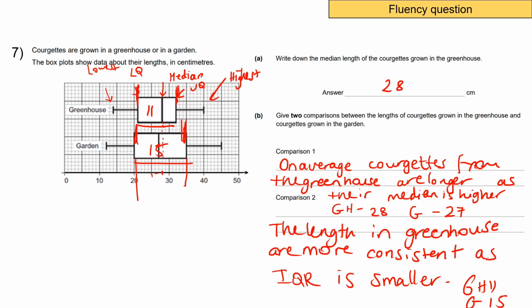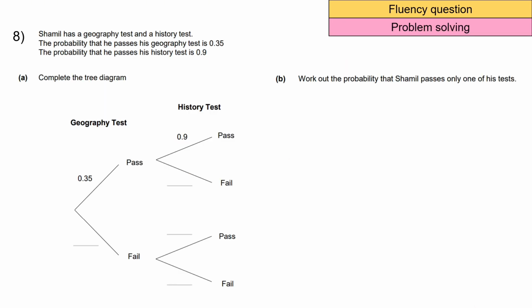There we go. We've got a fluency and problem solving question combined together, but we know how to complete these questions. Complete the tree diagram is going to be a quite straightforward question for you guys. You need to remember that the two branches you've got will need to add up to 1. So you've got 0.35. To add this to 1, I'm going to take away 0.35 from 1. That's going to give me 0.65 for this section. If I've got 0.9, it's going to be 0.1.